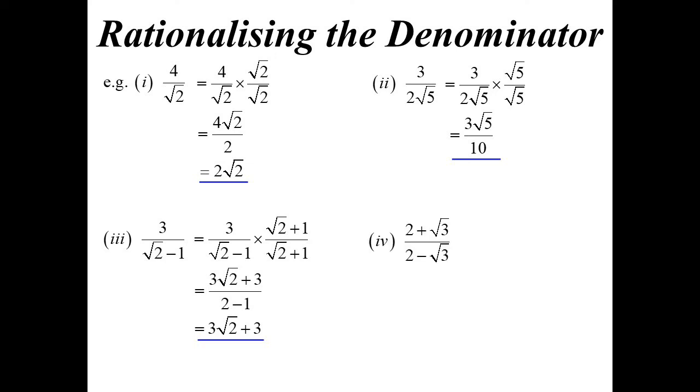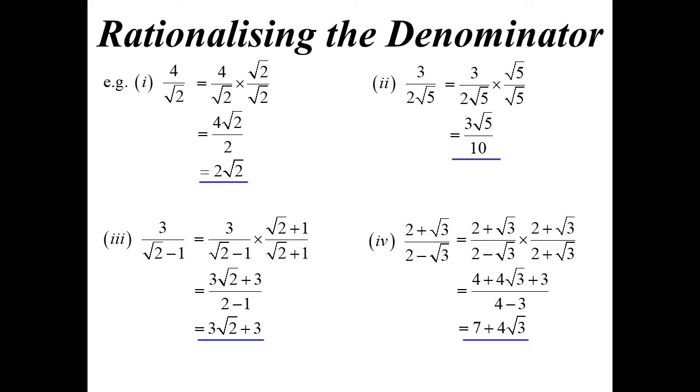And just one more. So 2 minus root 3, we'd multiply. Amazing how often you see this question, or one very similar to it, where the numerator is the conjugate of the denominator, so you end up with a perfect square on top and difference of 2 squares on the bottom. So we get 4 minus 3, and there's 7 plus 4 root 3.